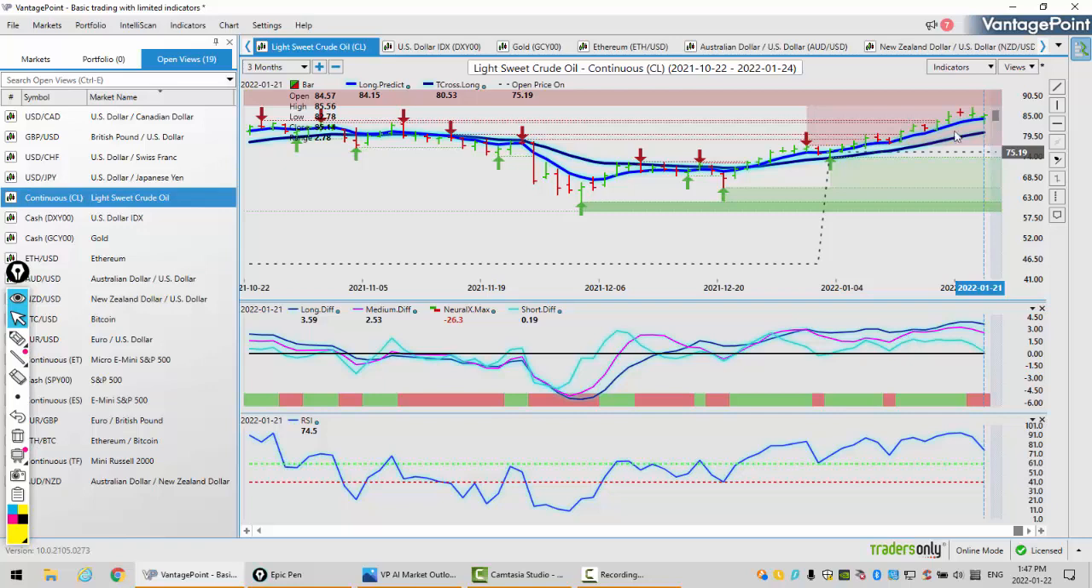So we'll watch this again, very important: the T-cross long at 80.53 and the yearly opening price at 75.19, to make sure that these levels can hold. If they can't, then we will see oil pull back much deeper. But at this particular time, that appears very unlikely.